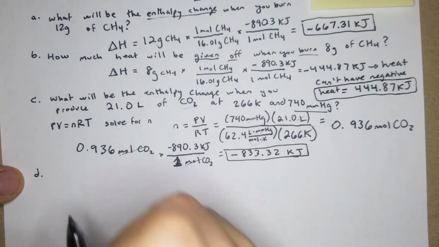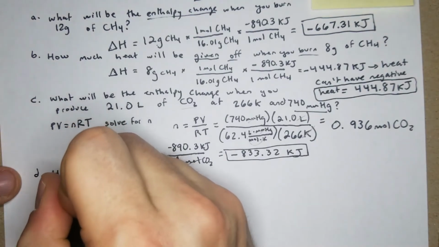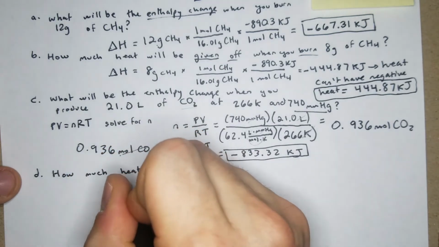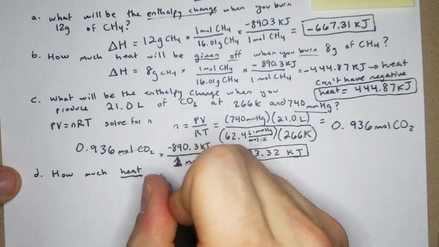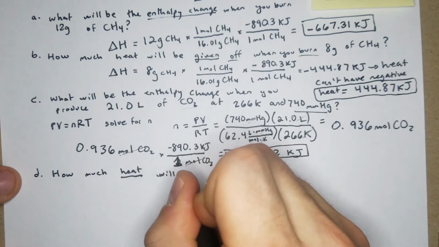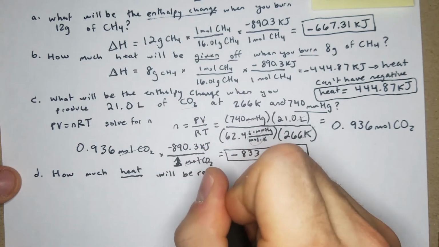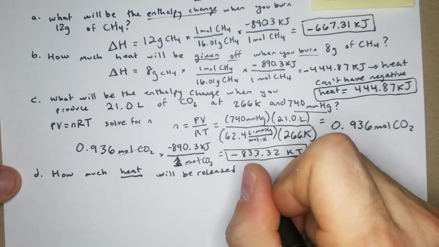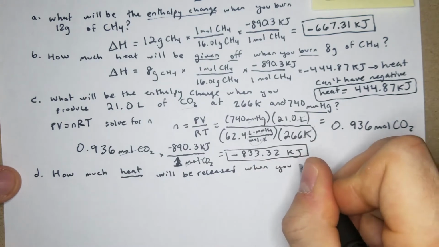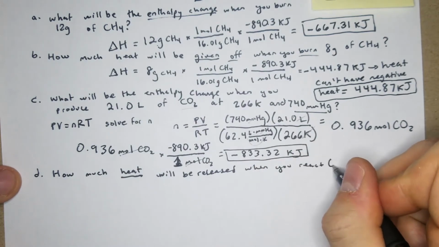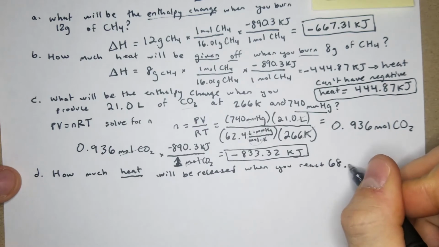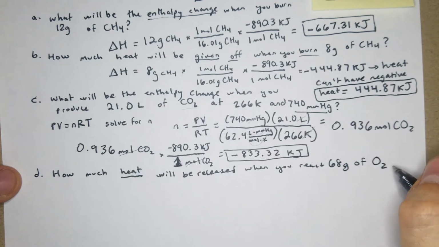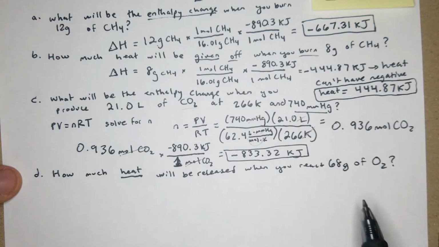We're going to go into D, which will be the last one for this. How much heat will be released when you react 68 grams of O2. Now we're gonna get into the moles.